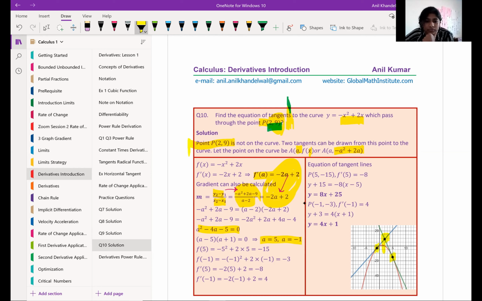Now you have to find the equation of these tangents. Get the idea? All right. So to do that, we know the derivative.